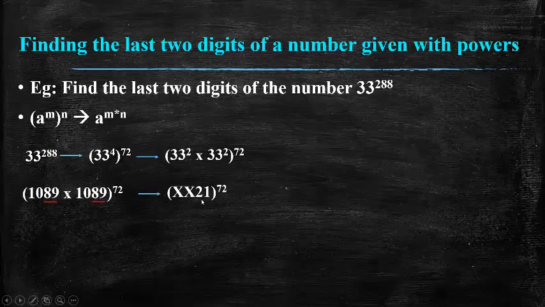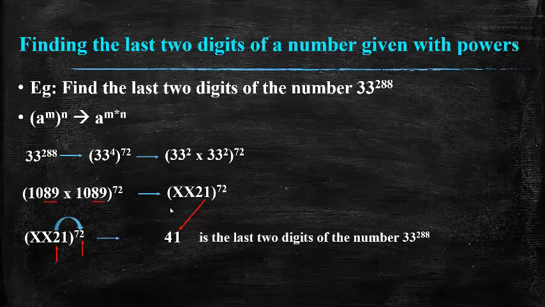Now we have written this number in the form of a number ending with 1, with some power raised to it. So now it is pretty simple. The unit digit will always be 1. To get the tens digit, we take the next digit, that is 2, and multiply it with the units value of the power. With the power value 72, the units value is 2, which is multiplied with the tens digit of the number. 2 into 2 gives 4, and 4 will be the tens digit. So 41 will be the last two digits of 33 power 288.